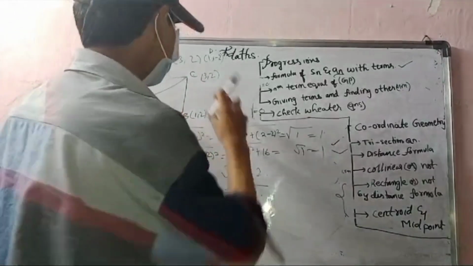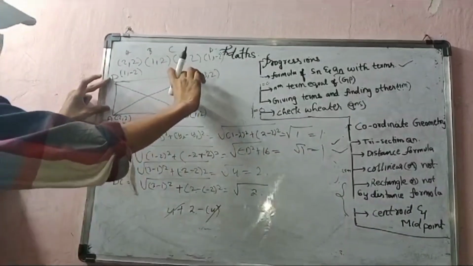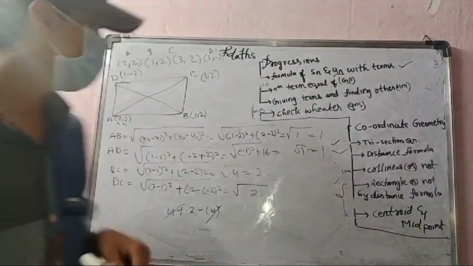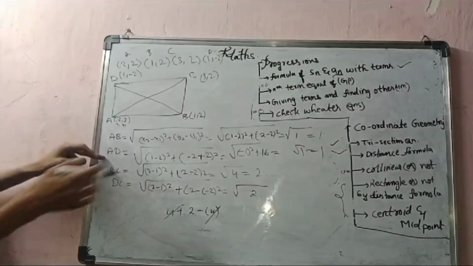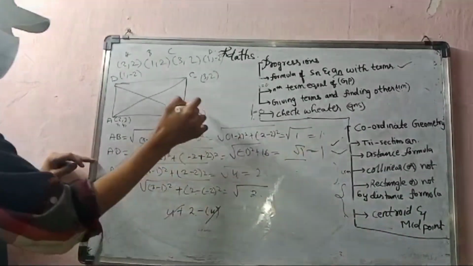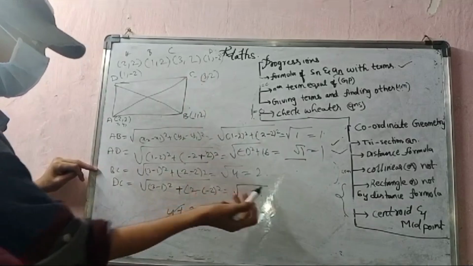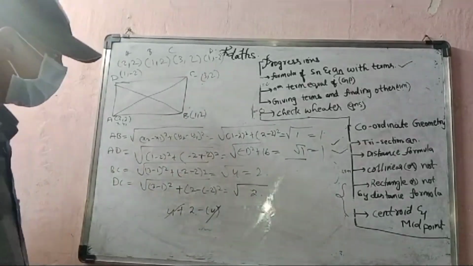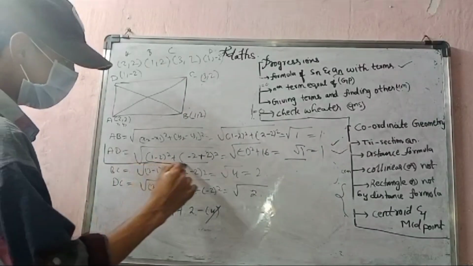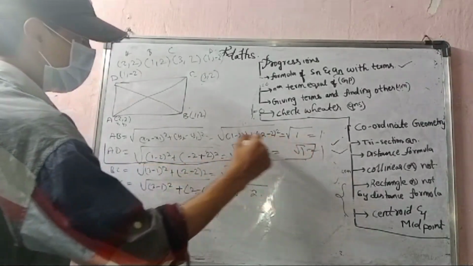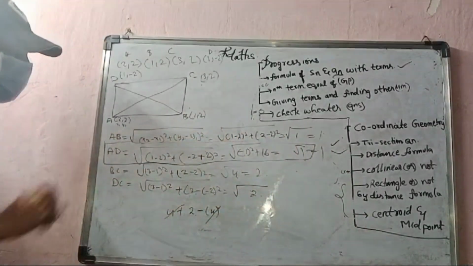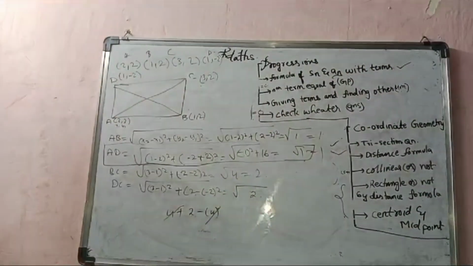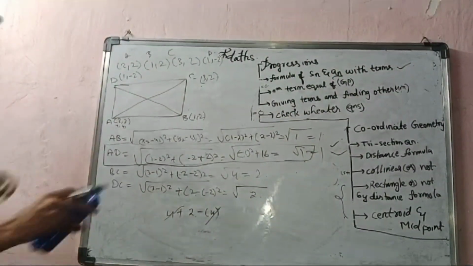If we are getting these corresponding sides equal, then it is a rectangle. And we have seen that AD is equal to what? Root 1. BC equals to what? 2. Are they equal? No, not equal. Just check once in your calculation. If there is a mistake, just comment in the video. Okay? Clear?